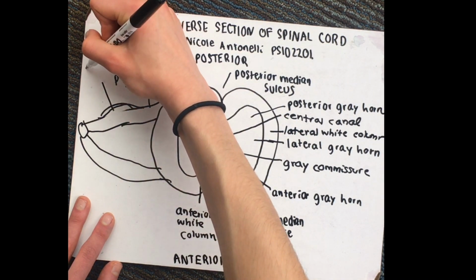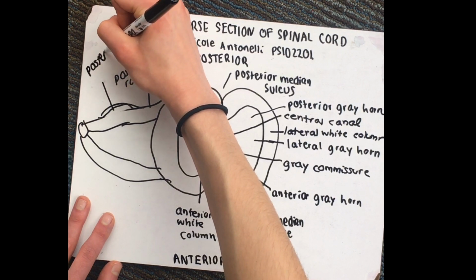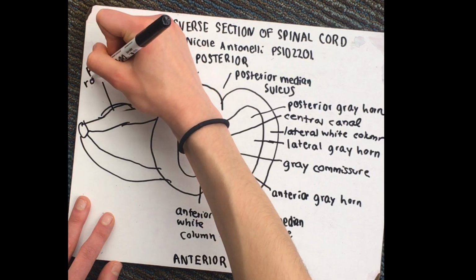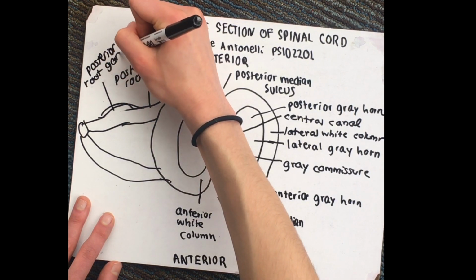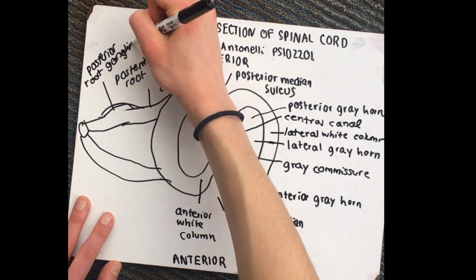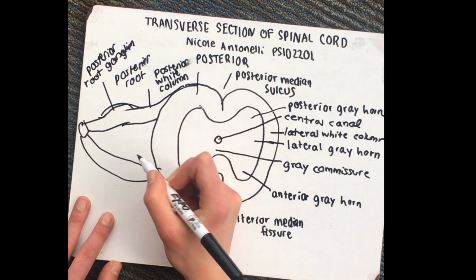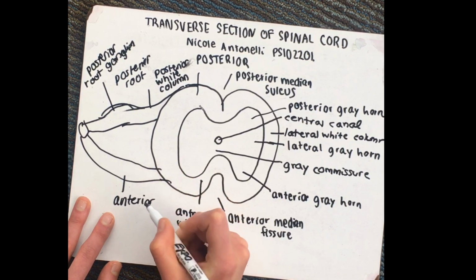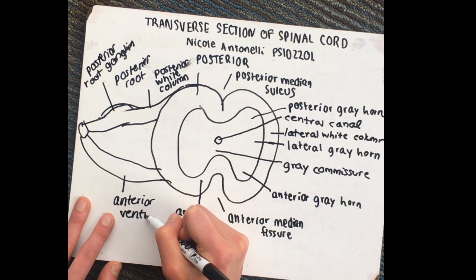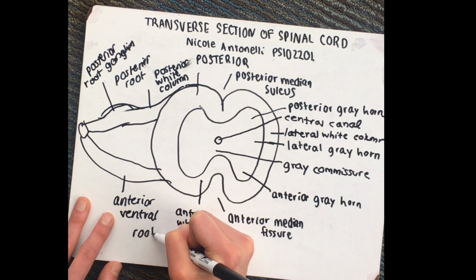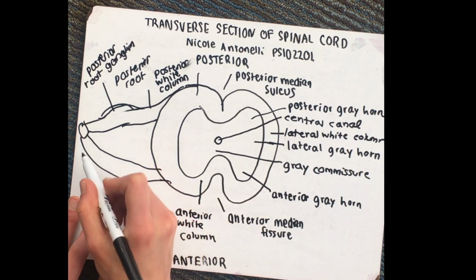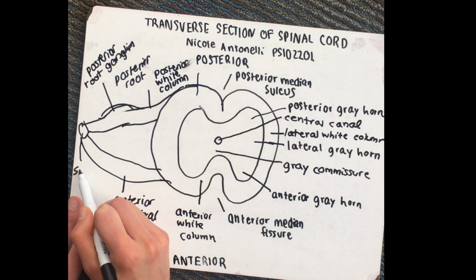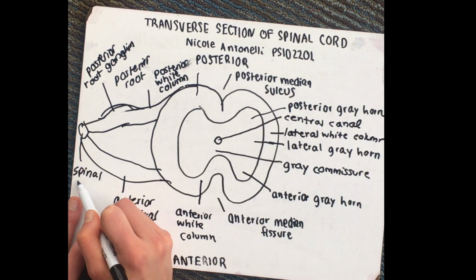The posterior dorsal root ganglion is a bulge in the posterior dorsal root, and it consists of somatic sensory neuron cell bodies that synapse onto interneuron and/or motor neuron cell bodies in the spinal gray matter. Here we also have the anterior ventral root, which carries motor fibers. And this can also be labeled as the spinal nerve.